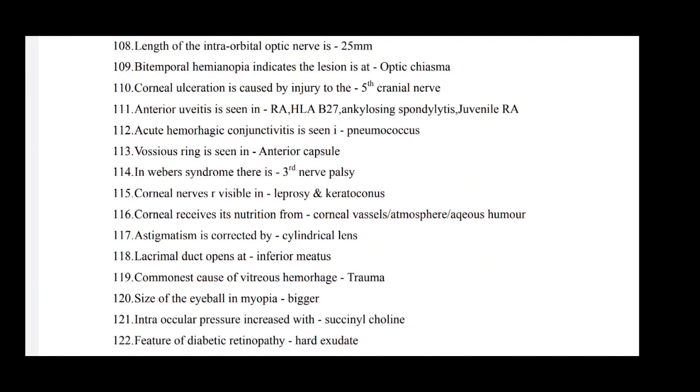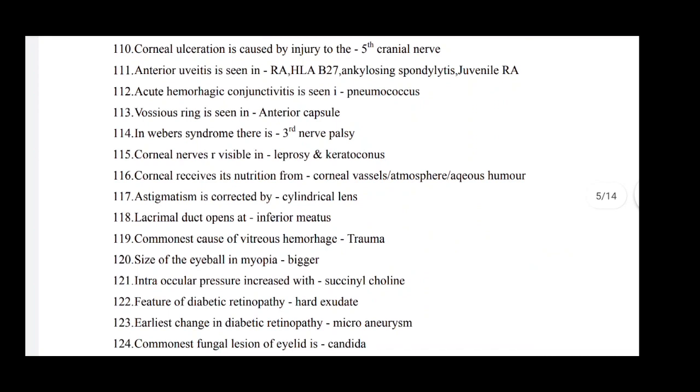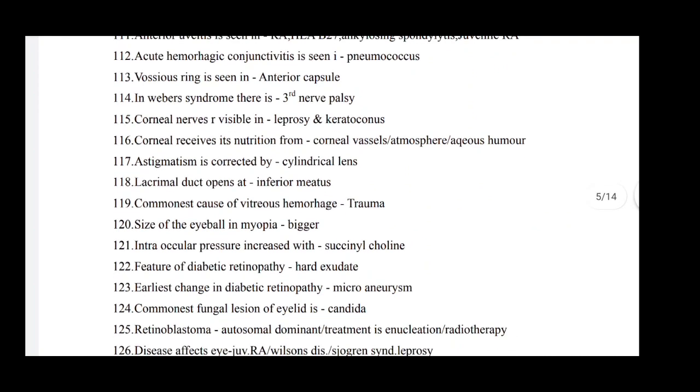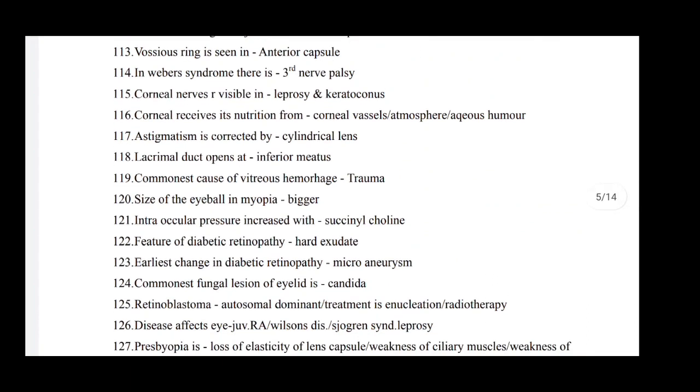Anterior uveitis is seen in rheumatoid arthritis, HLA-B27, ankylosing spondylitis, and juvenile rheumatoid arthritis. Acute hemorrhagic conjunctivitis is seen with pneumococcus. Vossius ring is seen in the anterior capsule. In Weber syndrome, there is third nerve palsy.